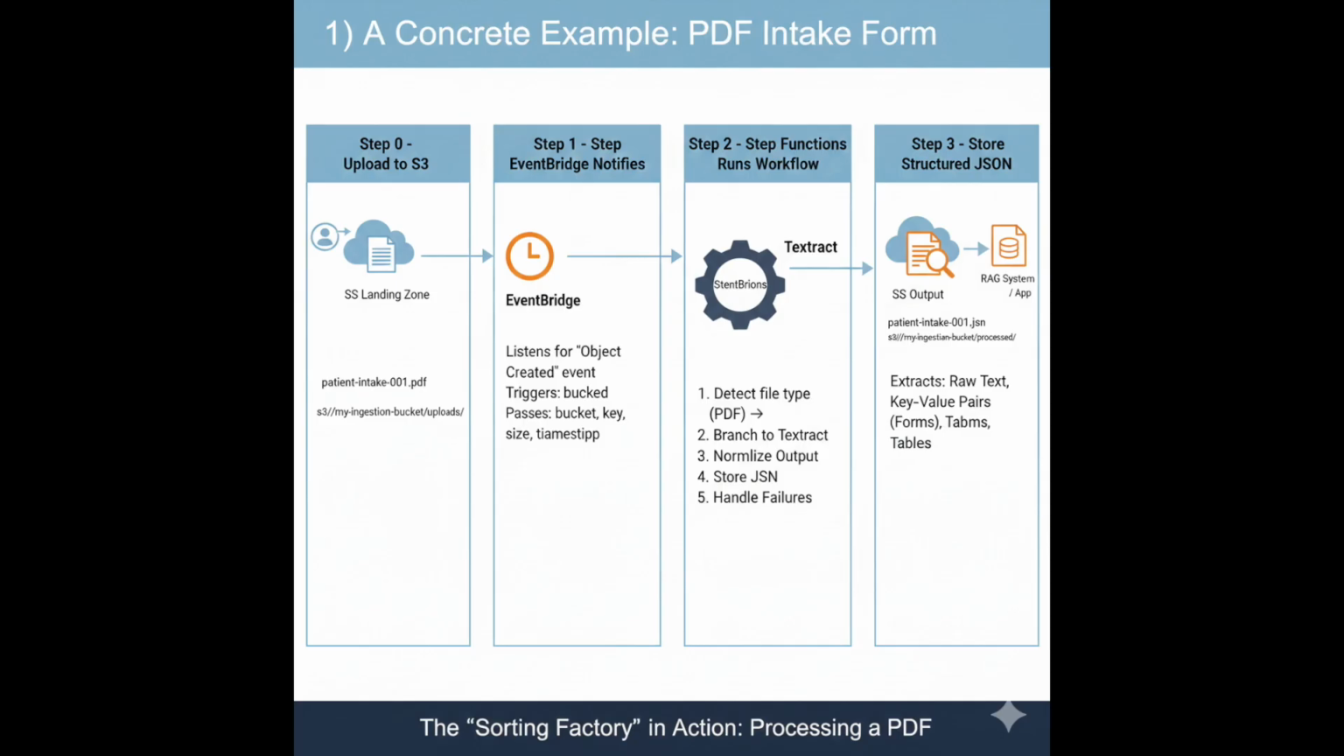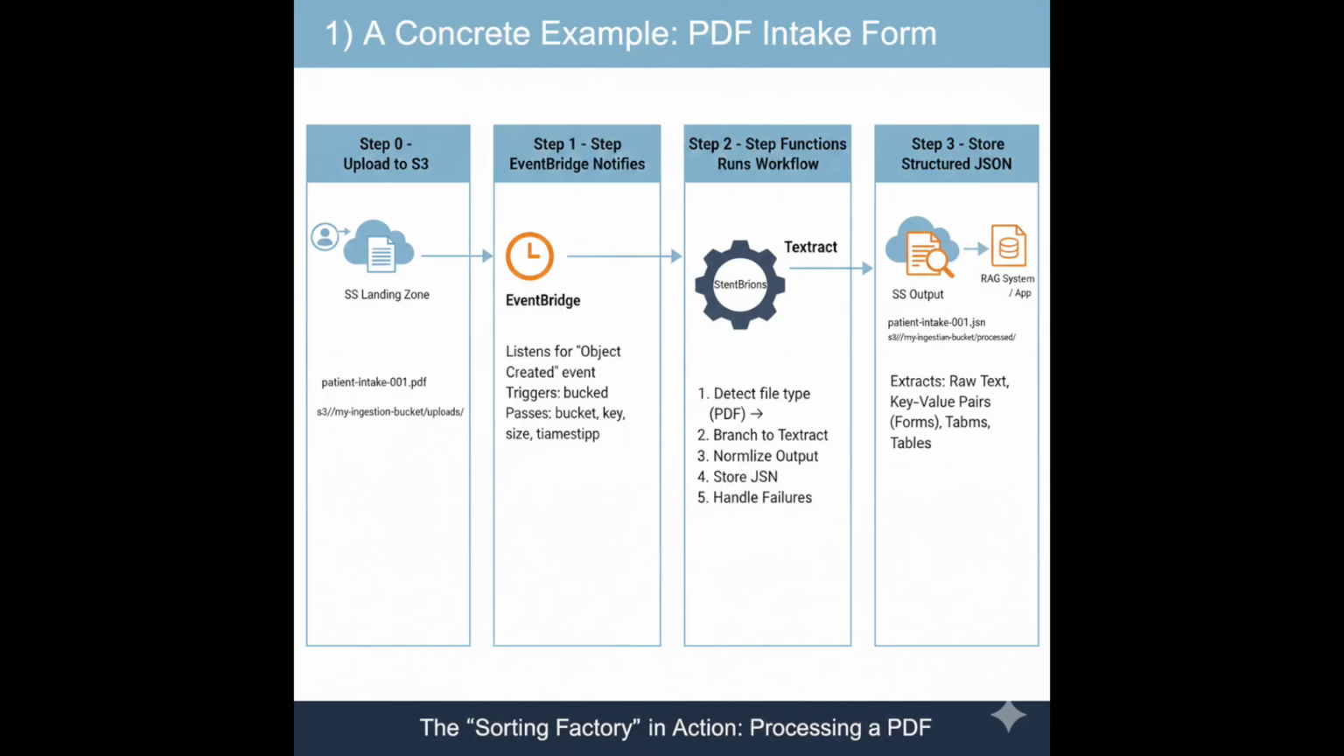Number 1, a concrete example in Manchester. Step 0, upload to S3. A user uploads patient-intake-001.pdf. It lands in S3 at myingestionbucket/uploads/patient-intake-001.pdf. S3 is your landing zone. Nothing else happens yet.